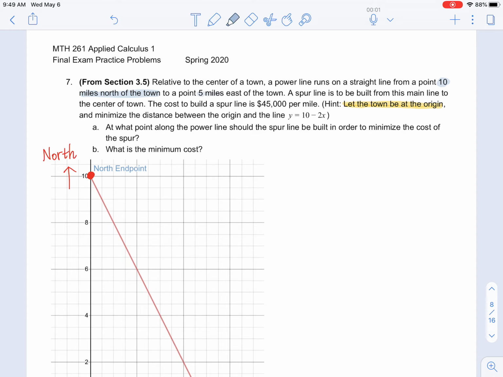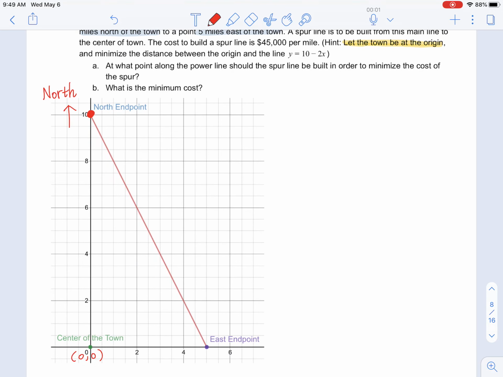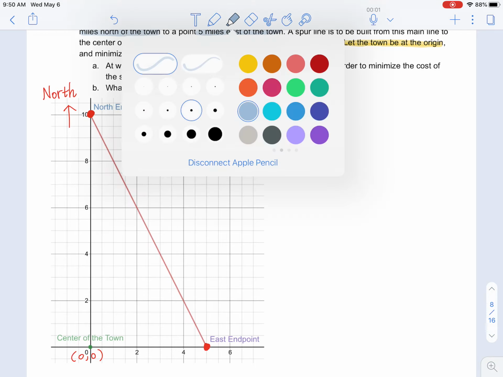And they also said 5 miles east of the town. So north, south, east, west. From the origin, I go 10 up for the north end point, and I went 5 to the right for the east end point. And then you connect these two dots, and that's going to be the power line, okay?